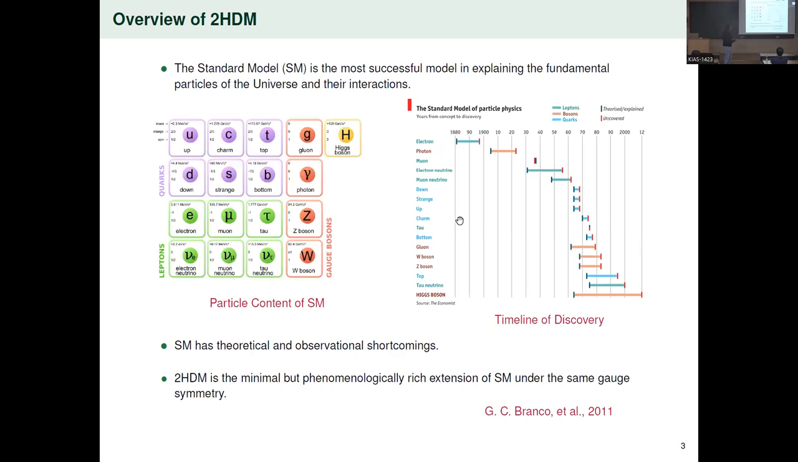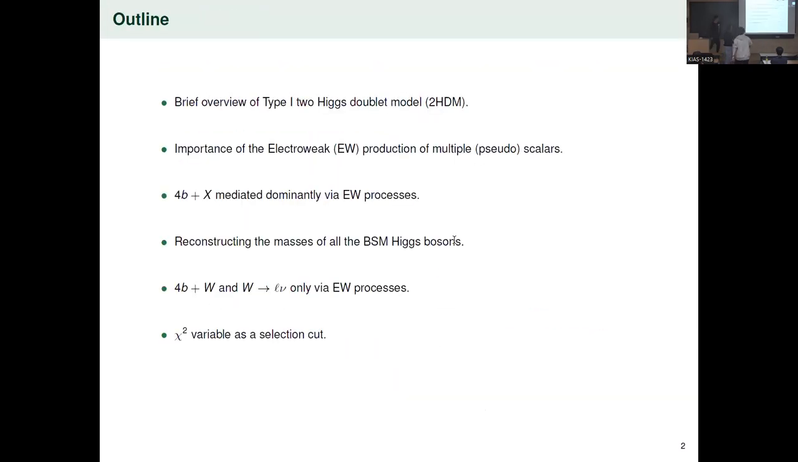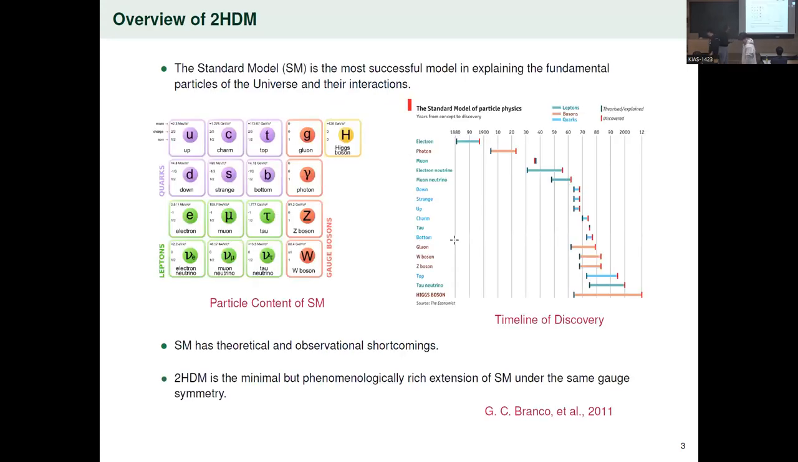Okay, so just like everyone says, I'm also saying a similar thing, that the Standard Model is the most successful model in explaining the fundamental particles of the universe and their interactions. On the left-hand side, we have the particle content of the Standard Model. So we have three generations of leptons and three generations of quarks, the four carriers of the gauge bosons, and only one scalar particle, the Higgs boson.